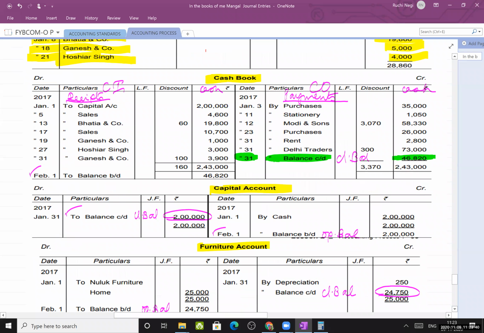Then make the capital account. In capital there is only one entry. Capital brought in, 2 lakhs on the credit side. Then close the capital account. You will get a closing balance on 31st January.